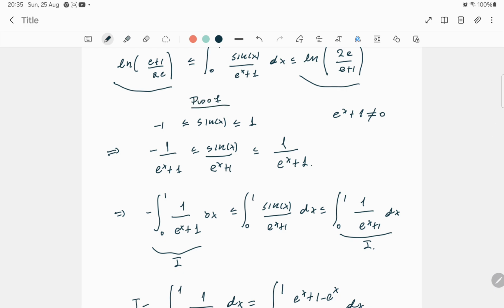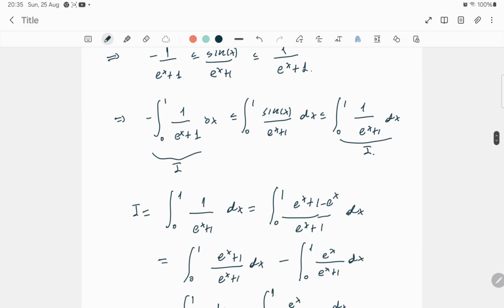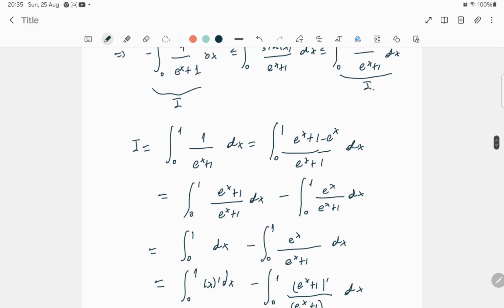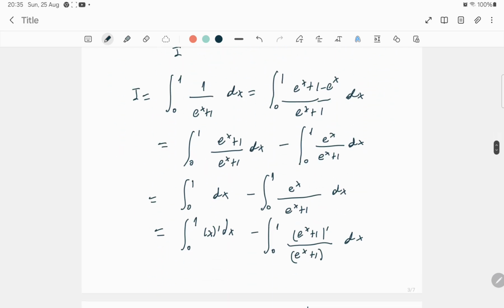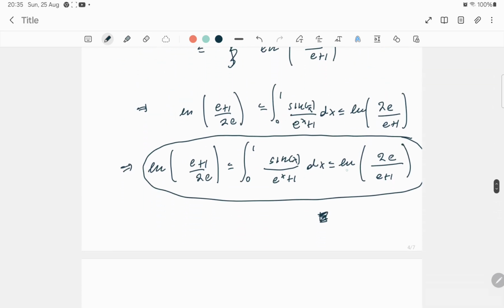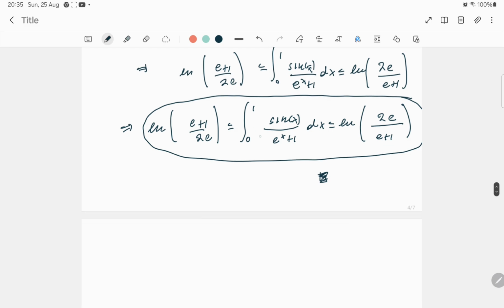So the key step is that I have the sine function oscillating between -1 and 1, divide by e to the power of x plus 1, integrate from 0 to 1, and I can compute these integrals at the upper and lower bounds of the inequality, and obtain this final inequality. Why do I do this procedure? Because computing this integral is not an easy thing.